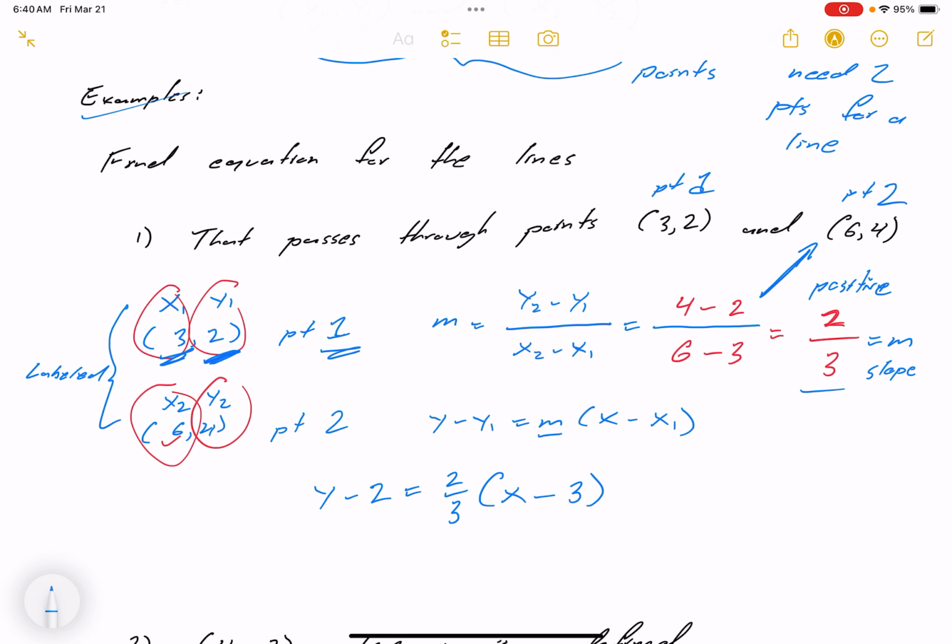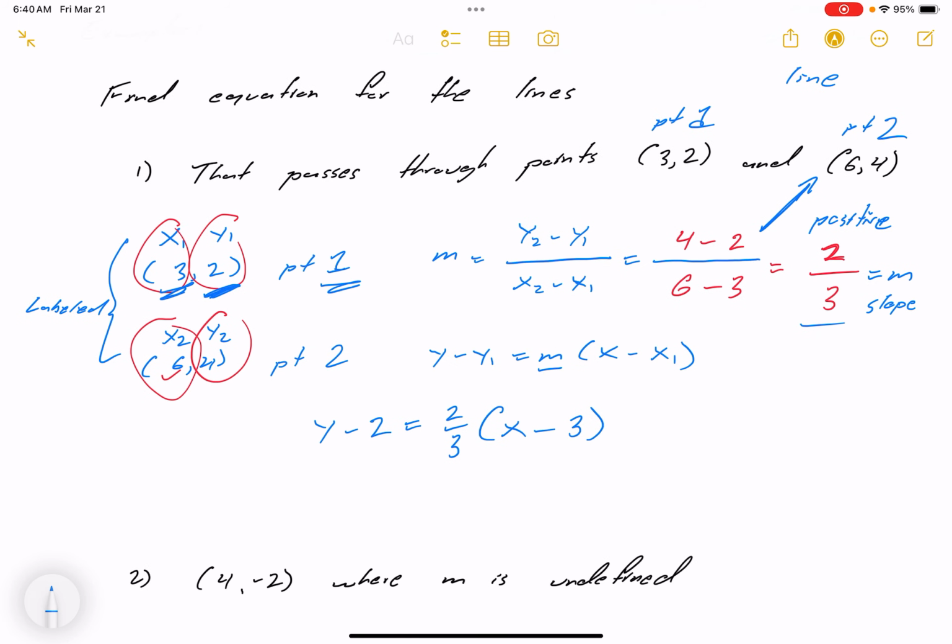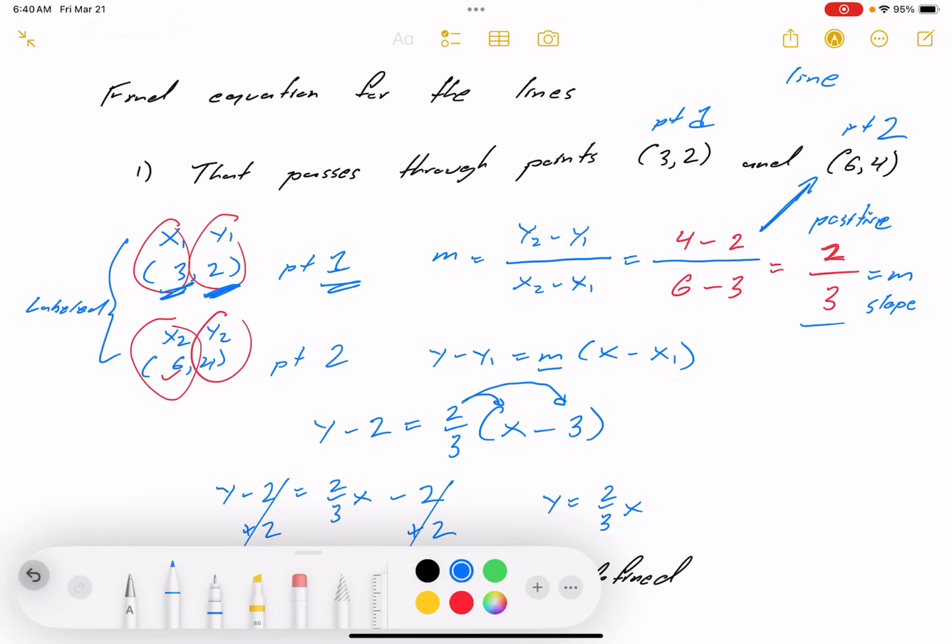Okay, so now we can go ahead and use some algebra to do this. So let's just multiply this across, the distributive property. So that is y minus 2 is equal to 2 over 3 x minus 2. So now we can go ahead and just add 2 to both sides because we want to leave y by itself. These cancel out. And then we're going to get y is equal to 2 over 3 x. And that should be our answer.